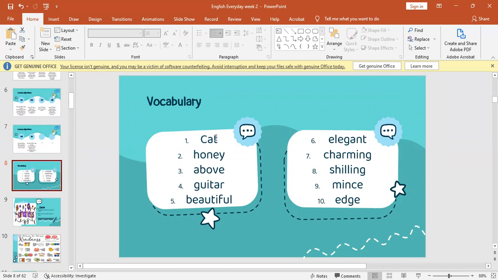Okay, guys, remember, cat is what? It's a noun. Honey is also a noun. Above is a preposition. Guitar is a noun. Beautiful is an adjective. Elegant is an adjective. Charming is an adjective. Shilling, it's a type of money, so it's a noun. Mean is an adjective. You can use it to describe, for example, mincemeat. Then edge, for example, the edge of a table, so it's a noun.